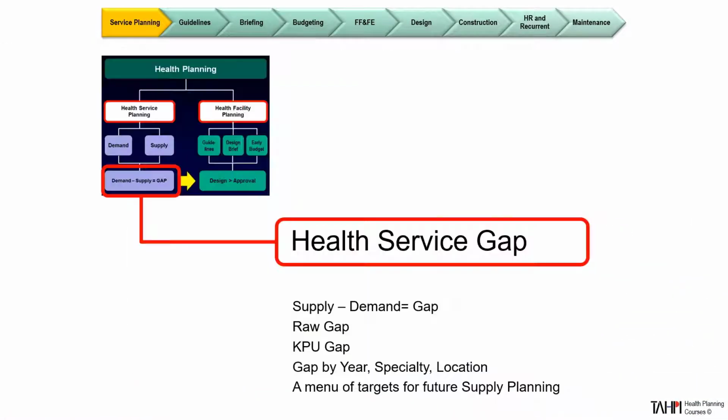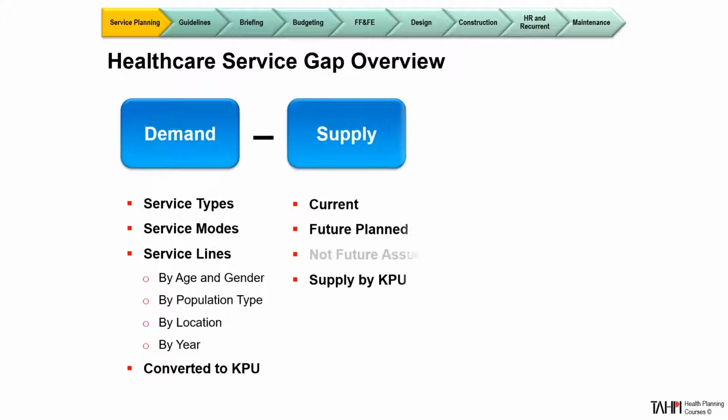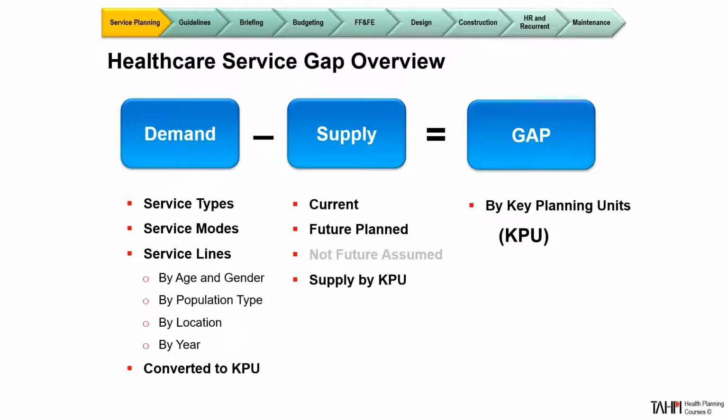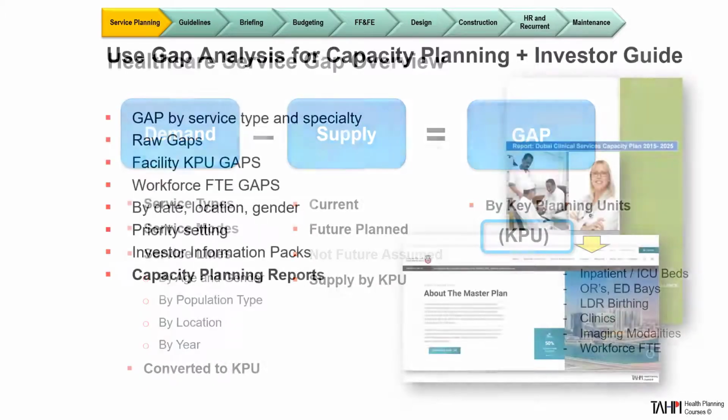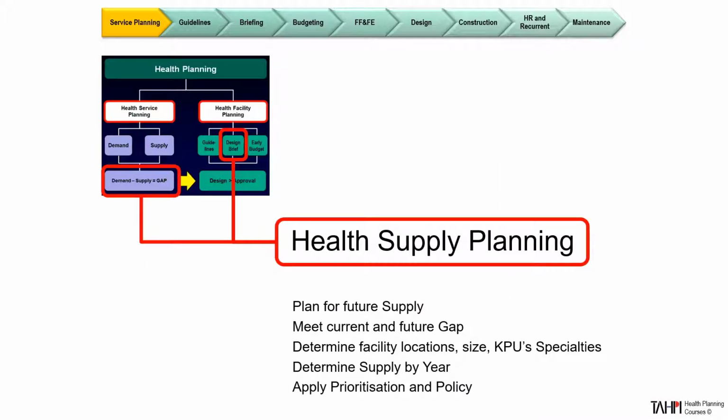Mapping systems which are mobile for the public. We use the demand and supply to calculate the gaps using the simple formula of demand minus supply equals the gap, by all the different measures that are required. That will eventually result in the reporting on the outcome. For example, capacity planning reports at a city scale or country scale.